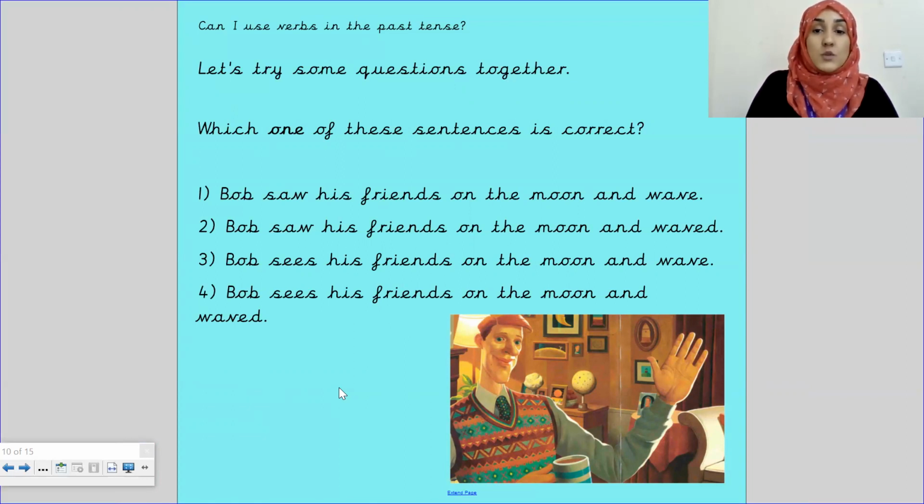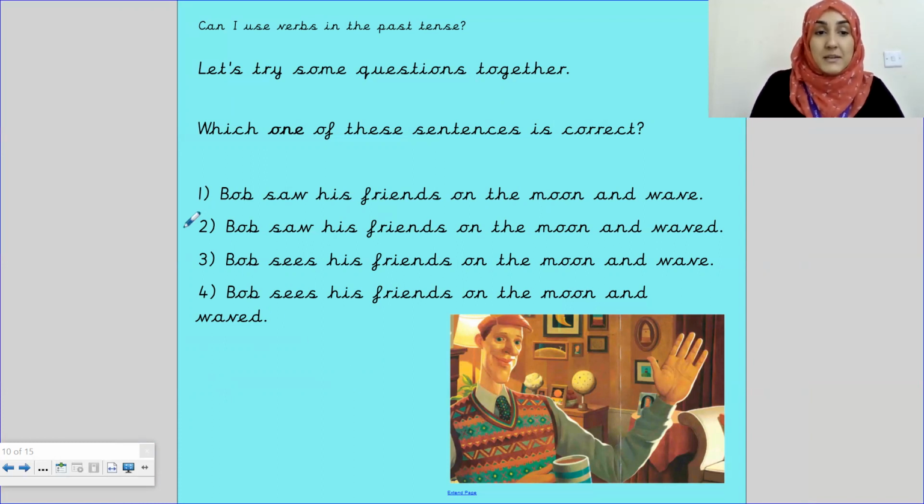Bob saw his friends on the moon and waved. That one might be that one, not sure. Right, next one. Bob sees his friends on the moon and wave. Does that make sense? Not sure about that one. Right, number 4. Bob sees his friends on the moon and waved. Okay, remember, we are looking at past tense. Is it 1, 2, 3, or 4? Show me your fingers, Maurice class.